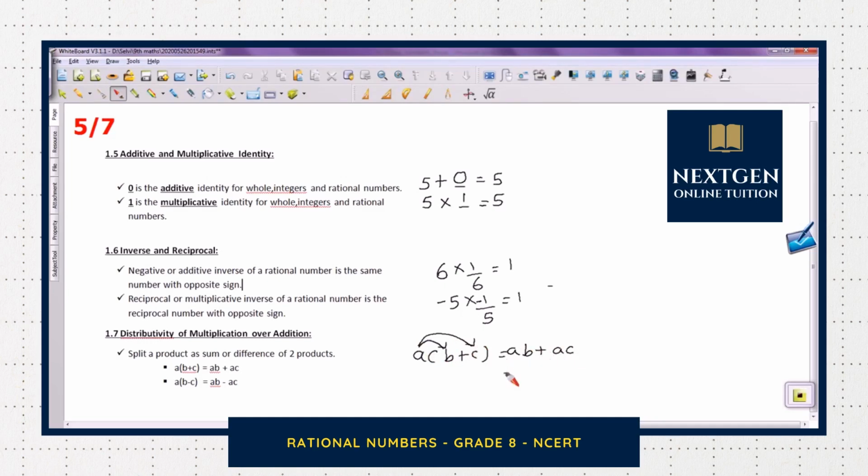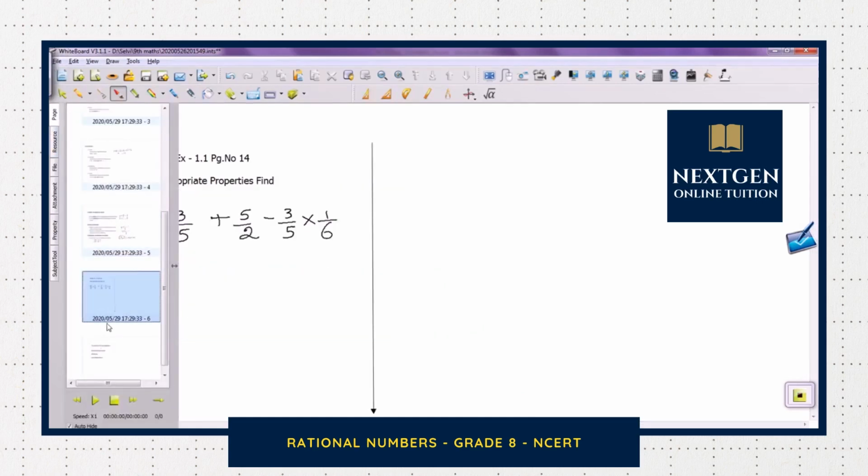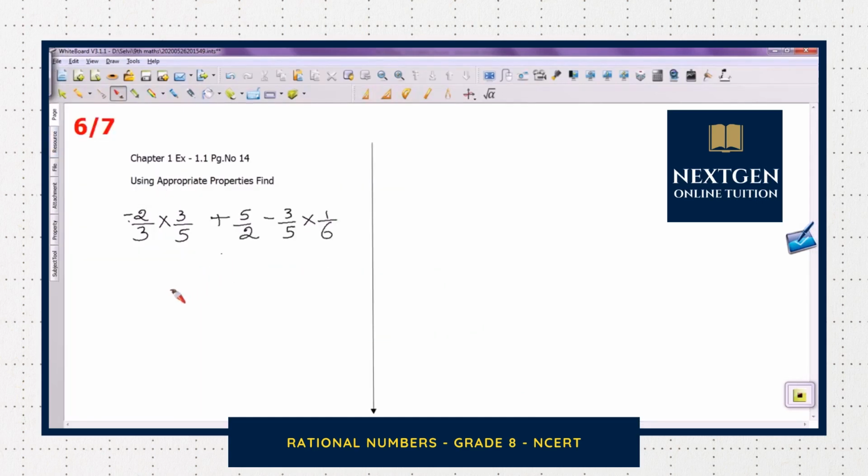Right. Let's get into the first problem of your textbook. Exercise 1.1, page number 14. So, what does this sum ask of us? Using appropriate properties, find. So, what do I have to do first?